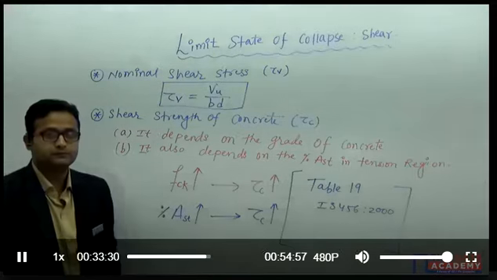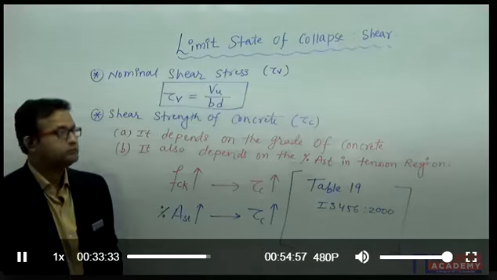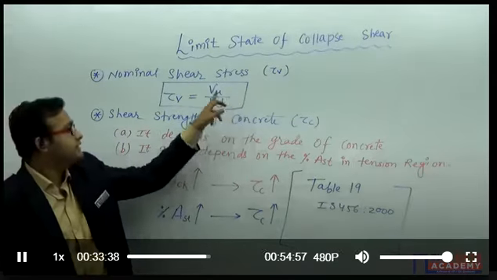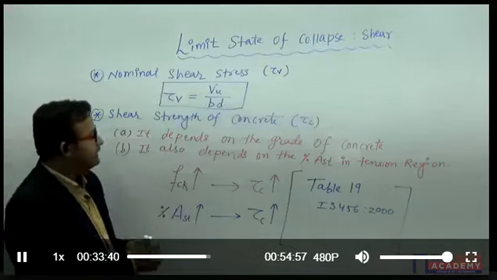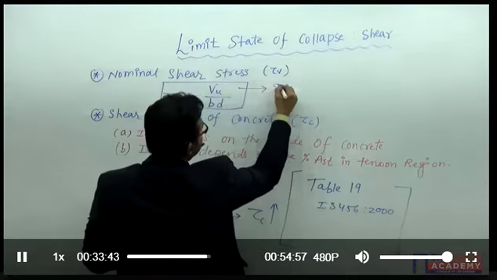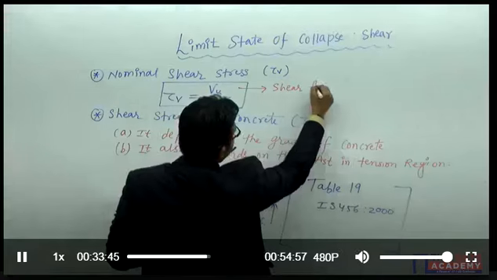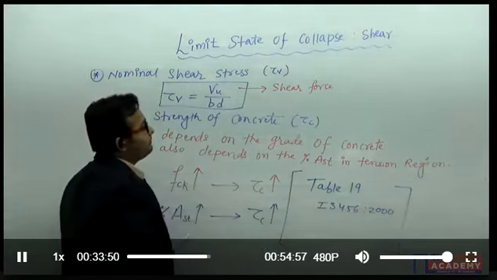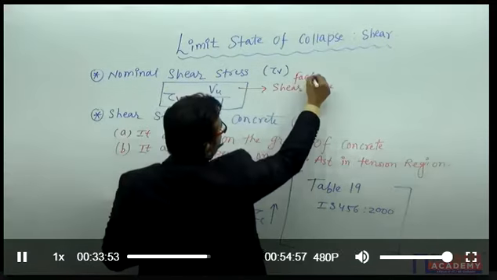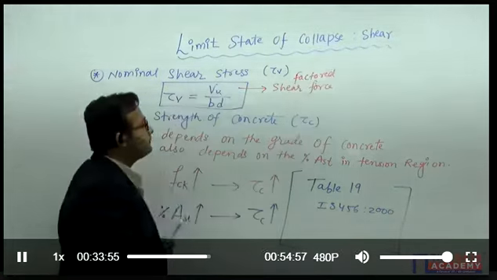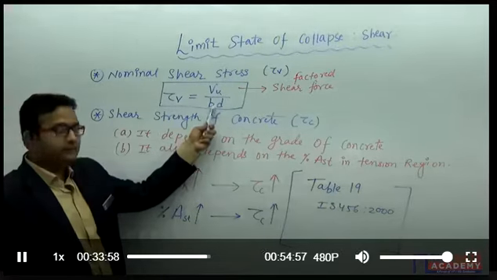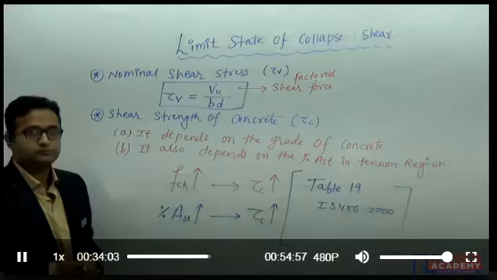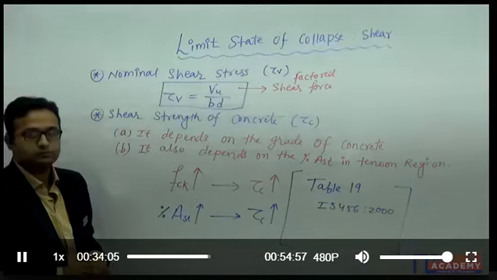Please write down. This is the tau v, which is the applied shear stress. This is your shear force Vu. Vu means it is a factored shear force. B is the width of the beam. Small d is the effective depth of the beam.